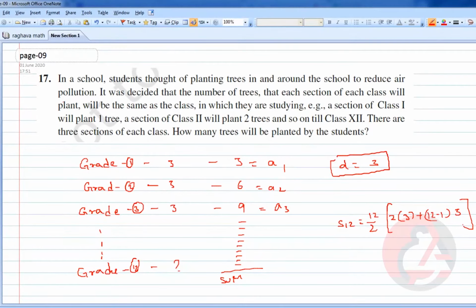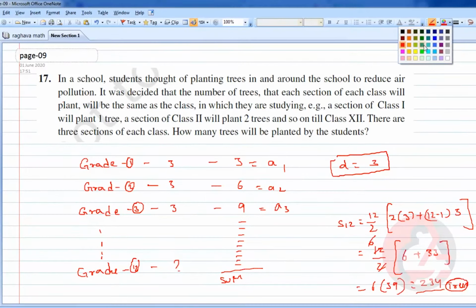Sir, the answer is 234. Yeah, 234 plants will be planted by the students, by the overall students in the whole school. 2 threes are 6, plus 11 into 3 is 33. This will be 2 6 times, so 6 into 39. Sorry, 234 trees. Yes, 234 plants will be planted by the students.